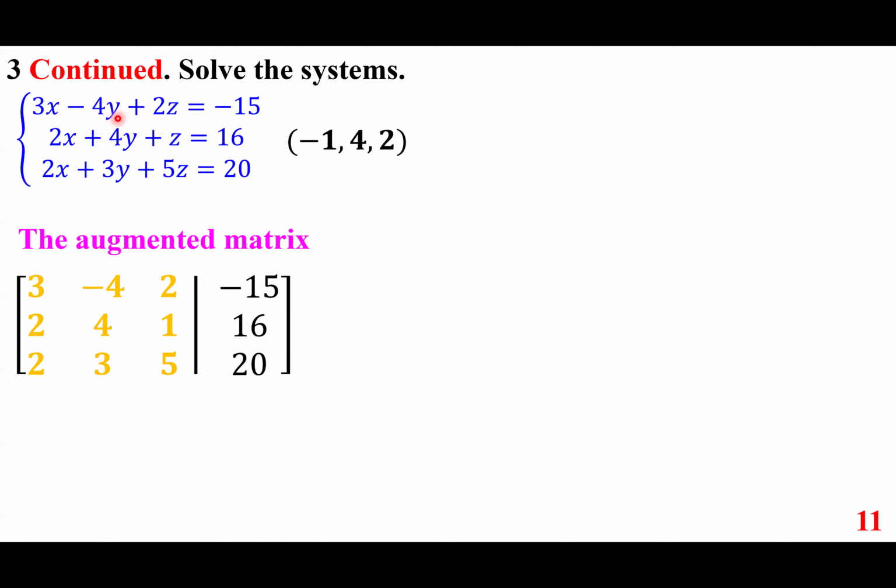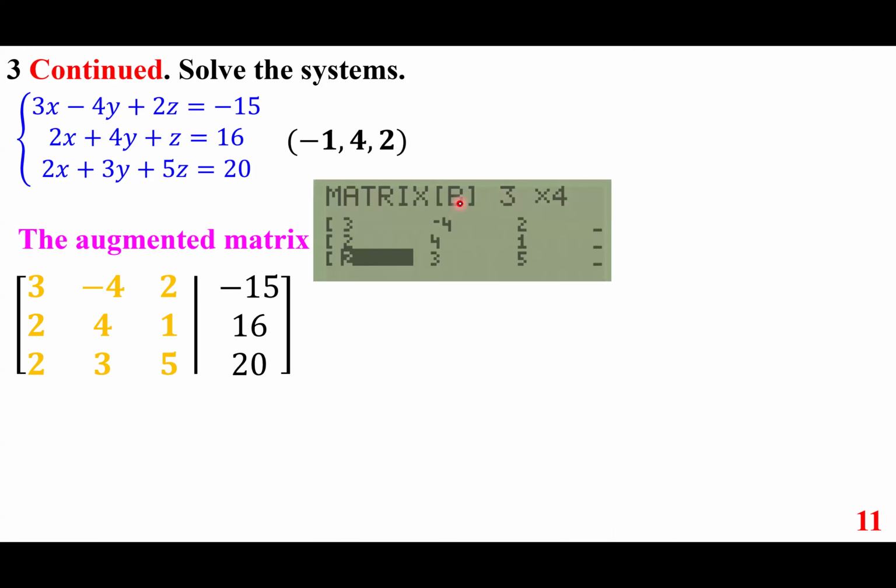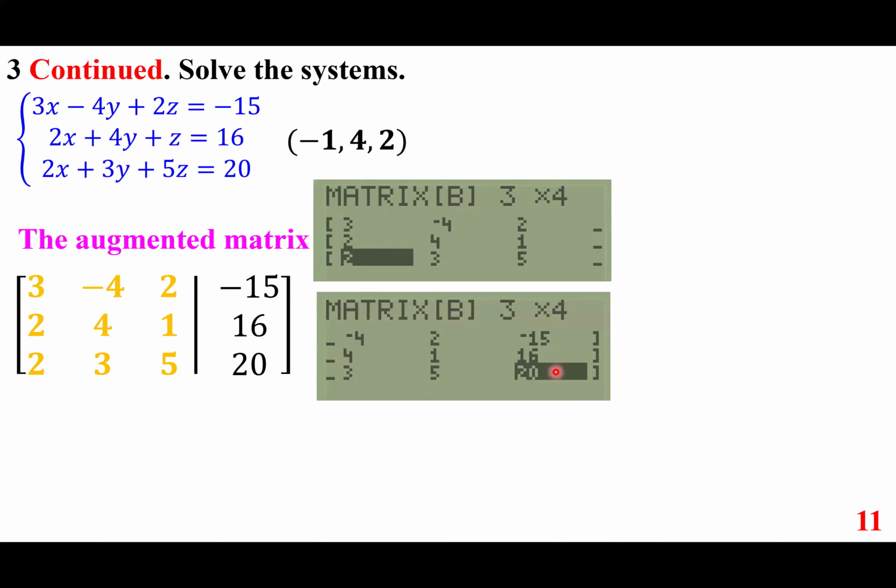Augmented matrix: write exactly the same thing without the variables. And instead of equality, use a line segment. Put that into a calculator. We're going to put that, let's say, in my matrix B. We're going to call it 3 by 4, right? 3 rows, and 1, 2, 3, 4 columns. And I'm showing you the second half of it because there was not enough room.